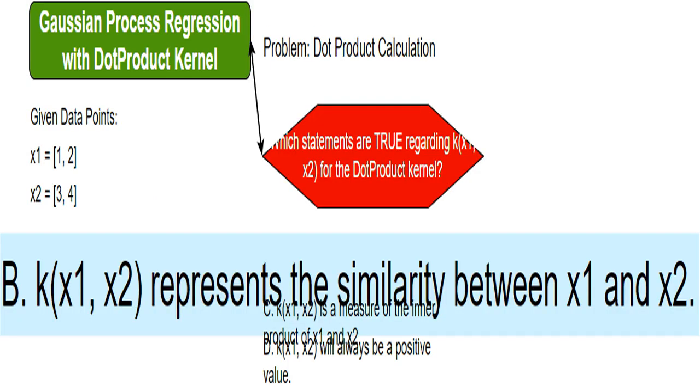This statement claims the output will always be positive. However, this is false. The dot product can be negative if the vector's components have opposite signs. For example, consider x1 equals 1, minus 2 and x2 equals minus 3, 1. Their dot product is 1 times minus 3 plus minus 2 times 1, which is minus 5, negative. It's important to be aware of the possibilities.